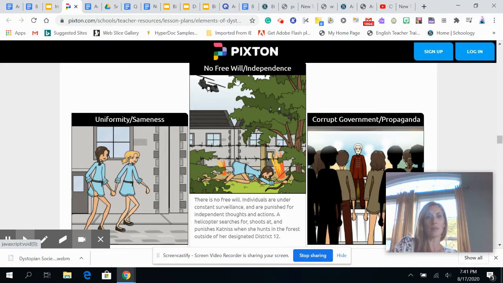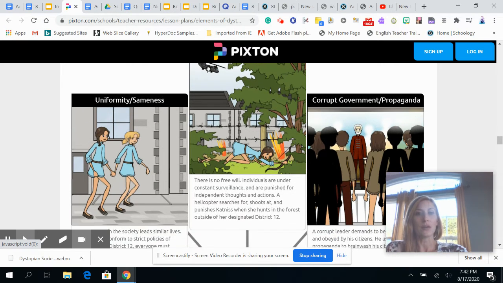So in Hunger Games, let's start with the no free will or independence. So you can see here, there's Katniss, helicopter. There's no free will. Individuals are under constant surveillance and are punished for independent thoughts and actions. A helicopter searches for, shoots at, and punishes Katniss when she hunts in the forest outside of her designated District 12. So you can't make decisions to do things that are outside of the bounds or rules or norms of the society. It's a tightly controlled community or country.